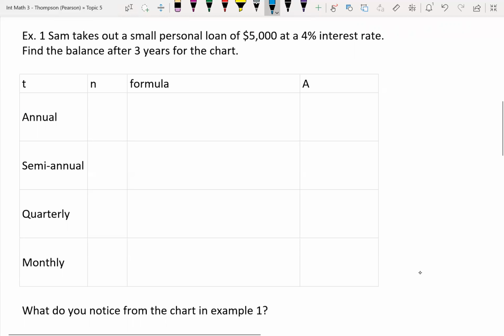So we're going to go ahead and plug this in. If it compounds annually, that means n is 1. So I plug that in my formula.